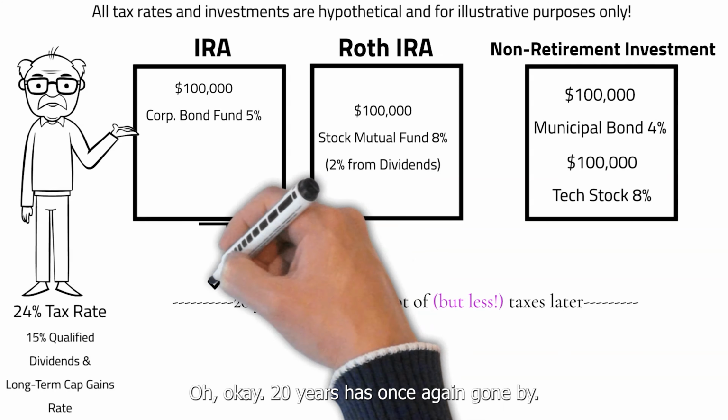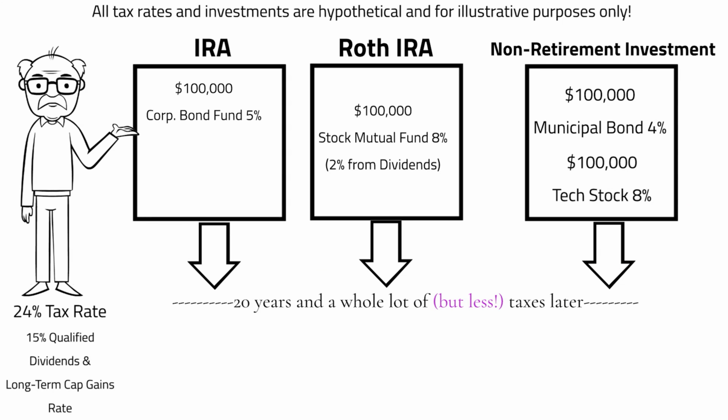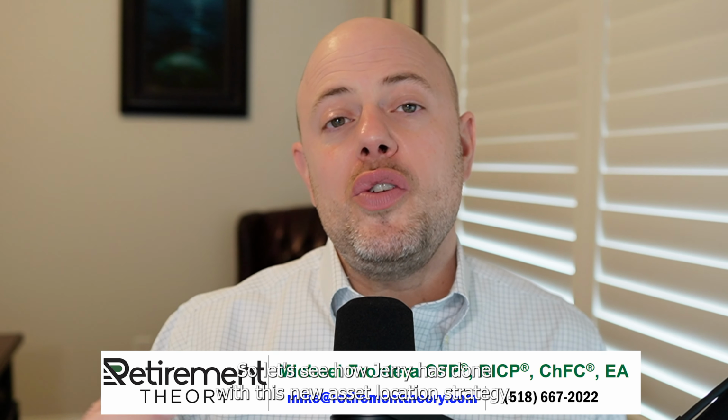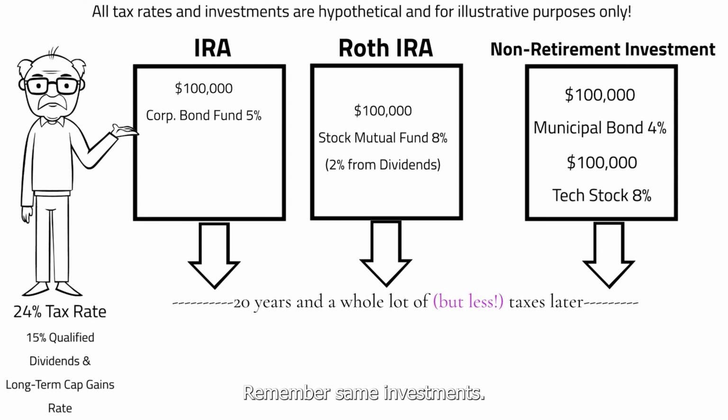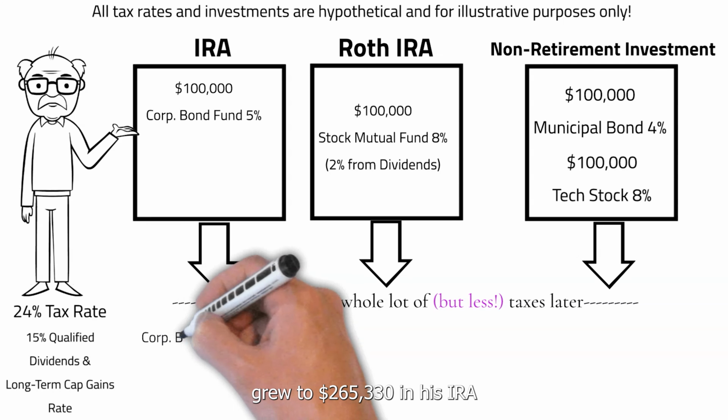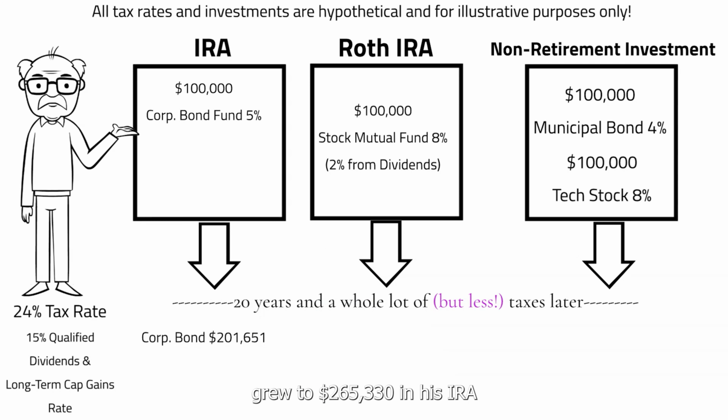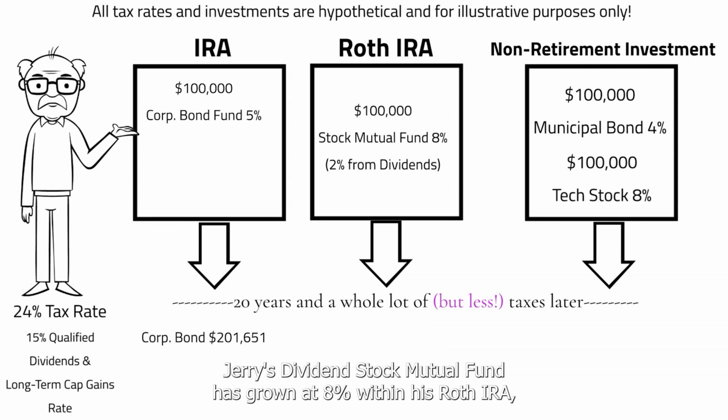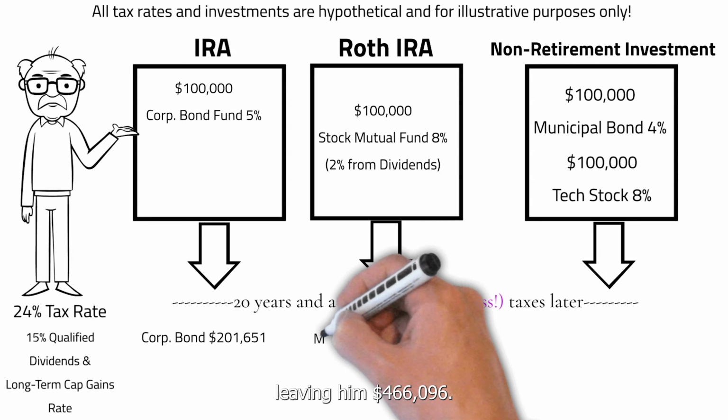Okay, 20 years has once again gone by. So let's see how Jerry has done with this new asset location strategy. Remember, same investments. Okay, so Jerry's corporate bond fund at 5% grew to $265,330 in his IRA. After paying his 24% tax, he's left with $201,651. Jerry's dividend stock mutual fund has grown at 8% within his Roth IRA, leaving him $466,096.